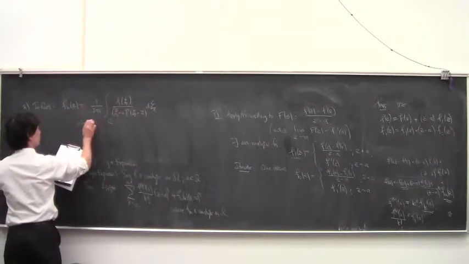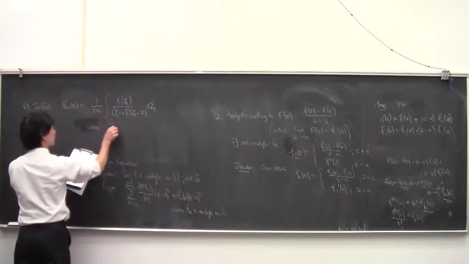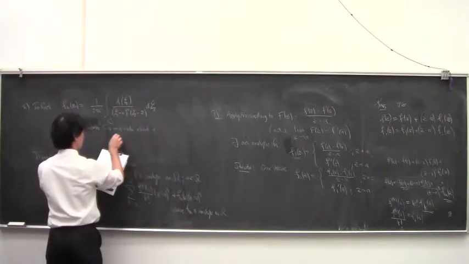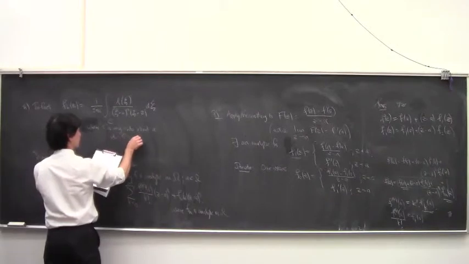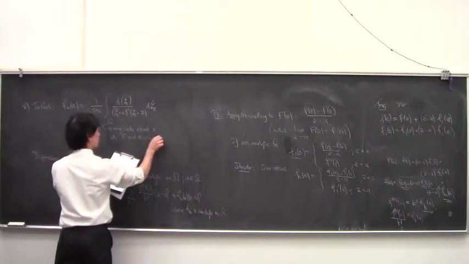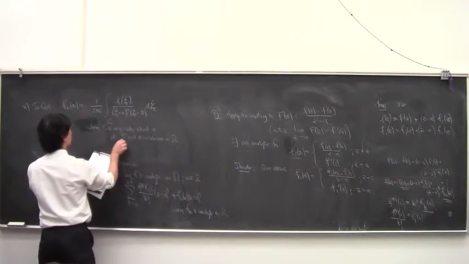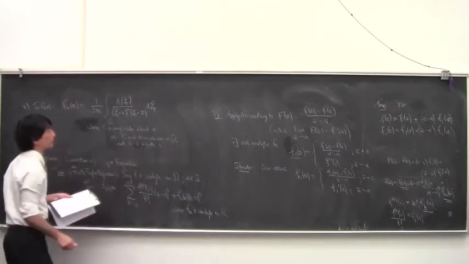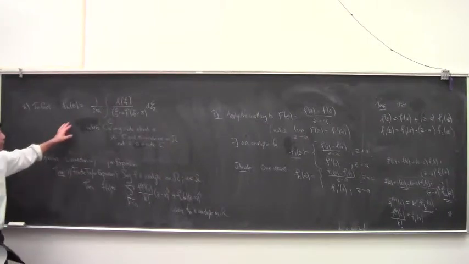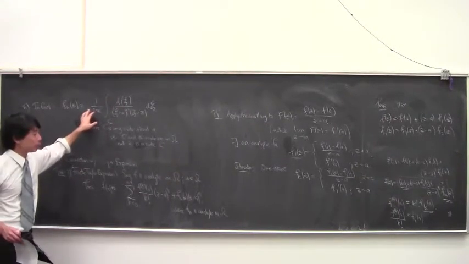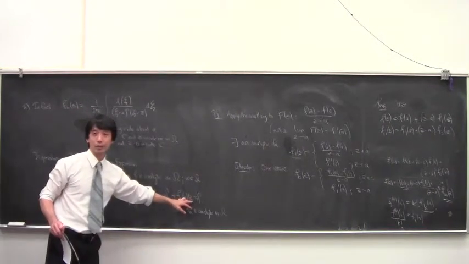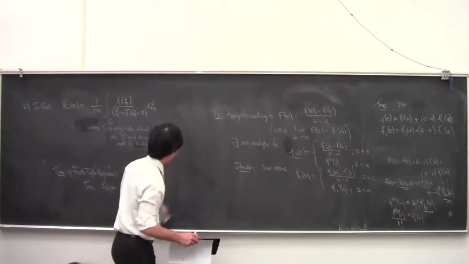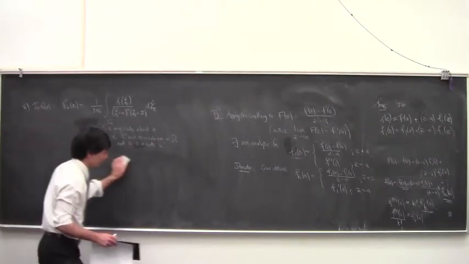where C is any circle about a, such that C and its inside are in omega, and z is inside C. So in fact, one can obtain an expression for the remainder term. Okay. Without much difficulty.